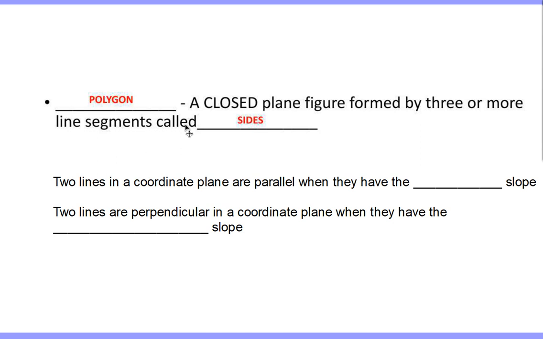We also talked about, in our comparison between perimeter and area on a coordinate plane, that if two lines in a coordinate plane are parallel, they have the same slope, and if two lines are perpendicular, they have opposite reciprocal slopes.